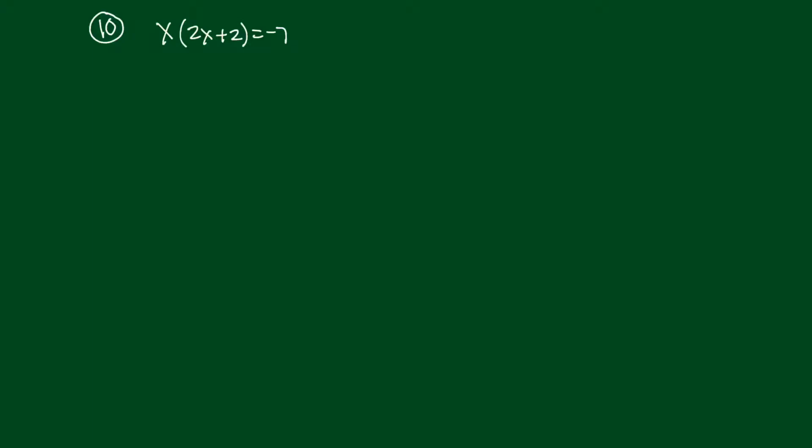Let's start our solution to this equation here by multiplying it out. So if we multiply it out, we'll get 2x squared plus 2x. So let's do that. We'll get 2x squared plus 2x equals negative 7. Get it in standard form by adding 7. We'll get 2x squared plus 2x plus 7 is 0. So we're in standard form.